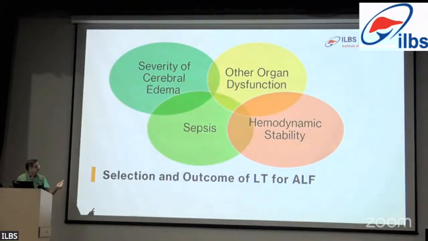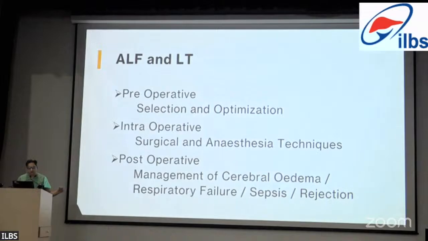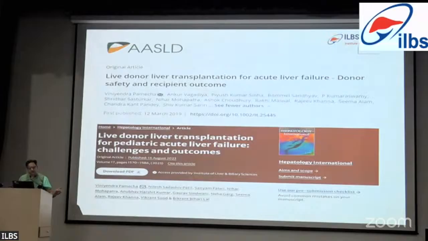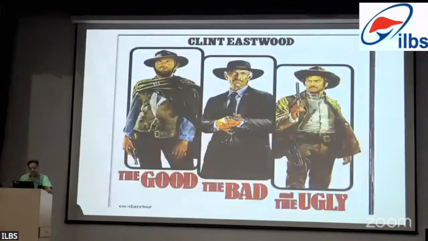So this is just to summarize how to select a patient. You need to look at severity of cerebral edema, sepsis, organ dysfunction, hemodynamic instability, not just the criteria. And this we have talked about in the whole grand round, so I'm not going to go through this again. And these are 2 important papers which we have published. I hope everybody reads them, because don't just go with the abstract or the title of the paper. Just read everything in the paper. This is a very important publication, and it will tell you exactly what is happening to Indian patients in acute liver failure.